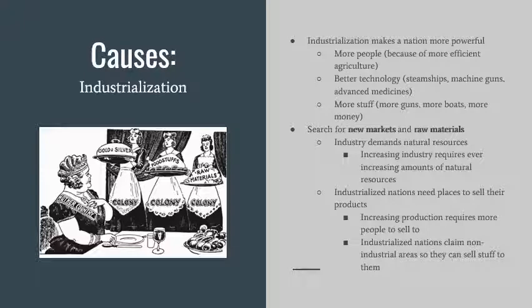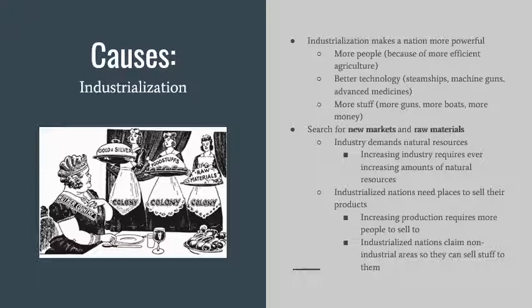First of all, industrialization makes it easier to set up an empire because it makes a nation more powerful. And remember, the first step in setting up an empire is using your power to take over somebody else. So if you become more powerful, there are going to be more opportunities for imperialism. Now, industrialization makes a country more powerful in a number of ways, but basically you get more people because of more efficient agriculture, and you get better technology, things like steamships, machine guns, advanced medicines, and you also just get more stuff because you're using machines to create stuff, and you're using steam power to make those machines. So there's better stuff, there's more stuff, and there's more people to use this stuff.